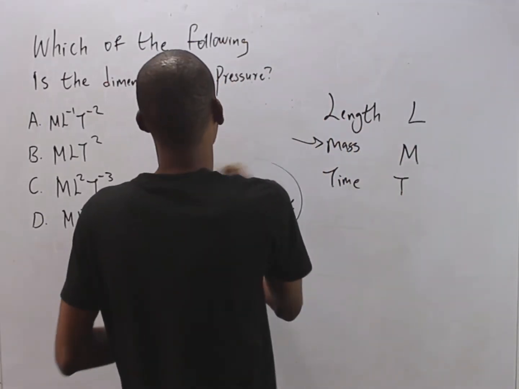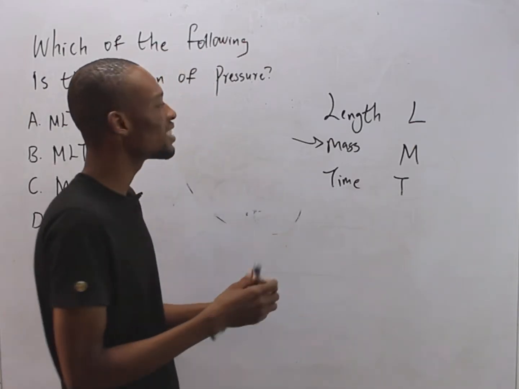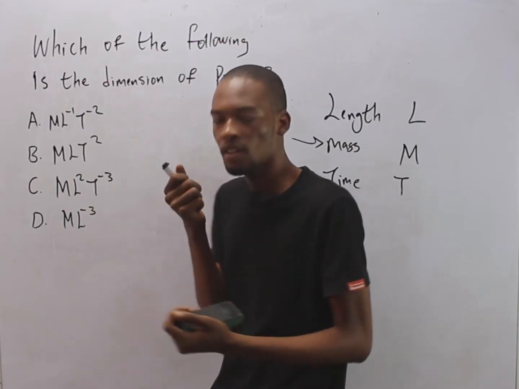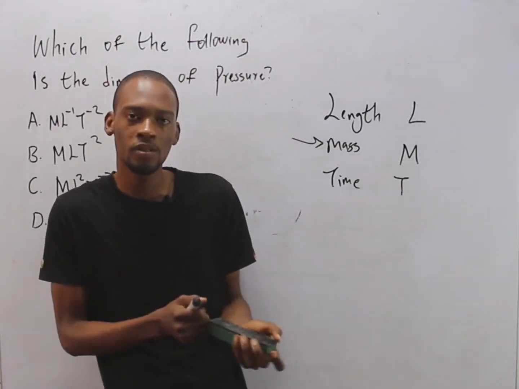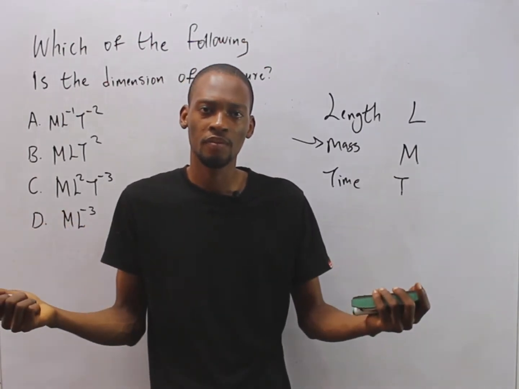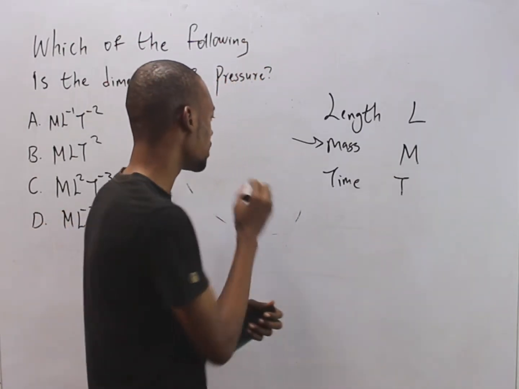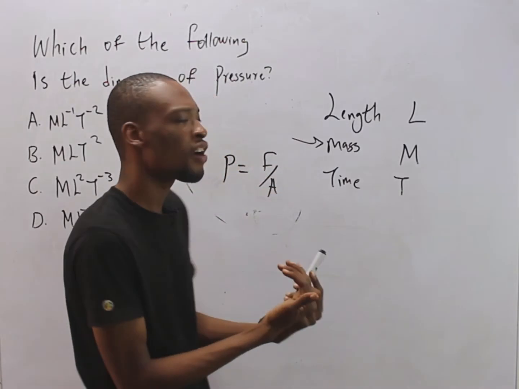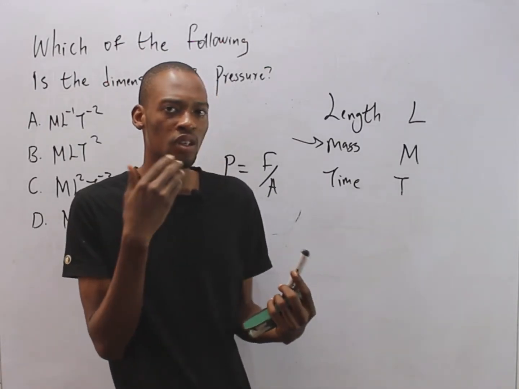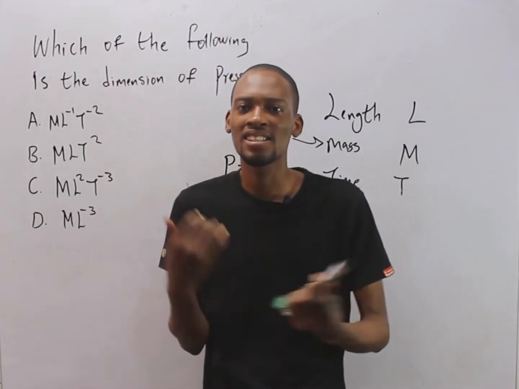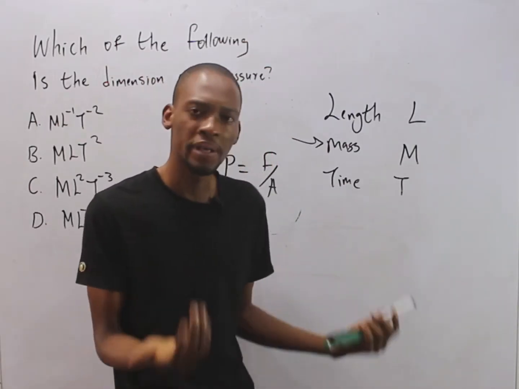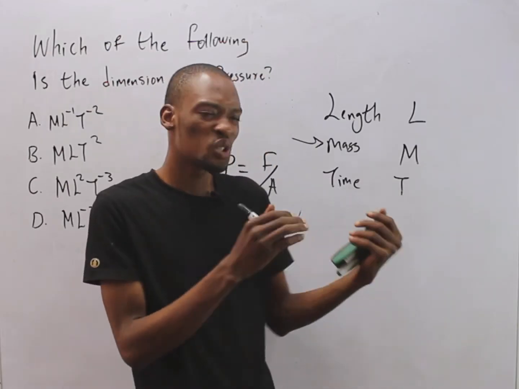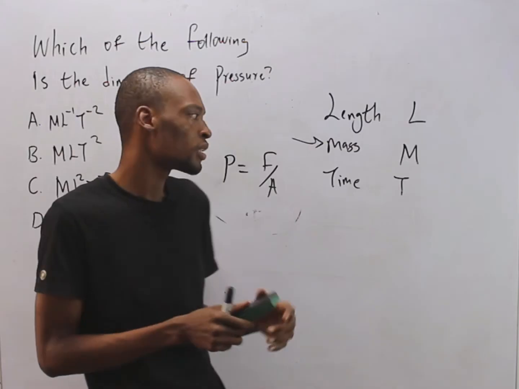Now, they are asking us, what is the dimension of pressure out of all this? The first question you should ask yourself is, what is pressure? Pressure, P, is equal to force over area. A force is acting. You ask, what area is this force covering? That is the pressure. We also have pressure in liquids, and it is a detailed topic in physics as well.